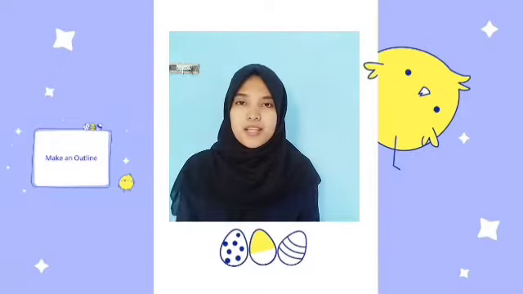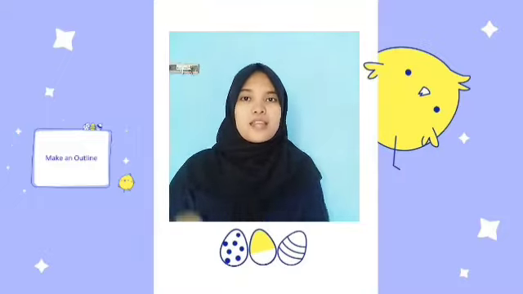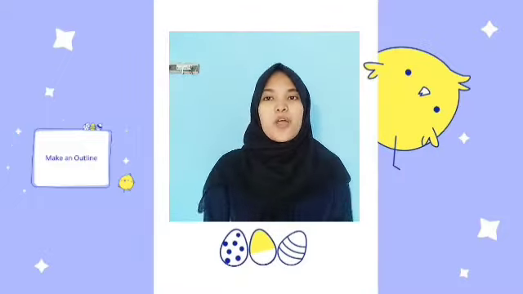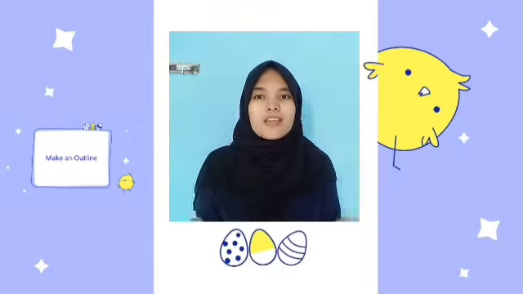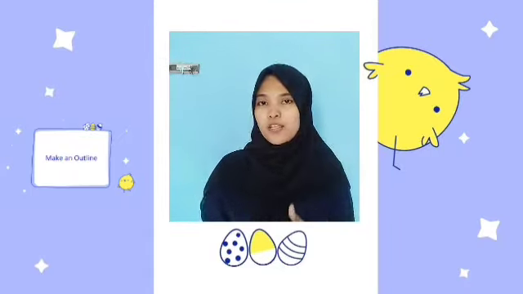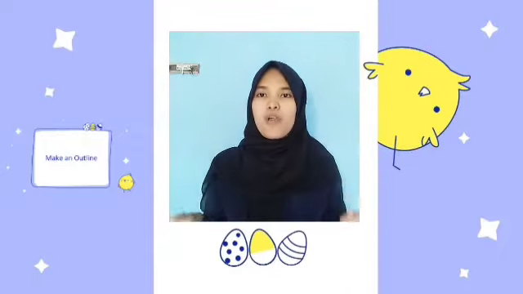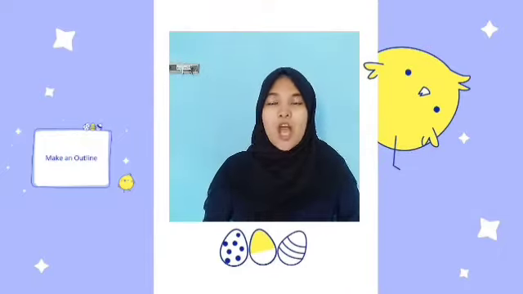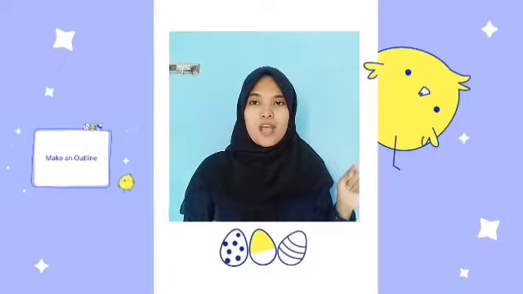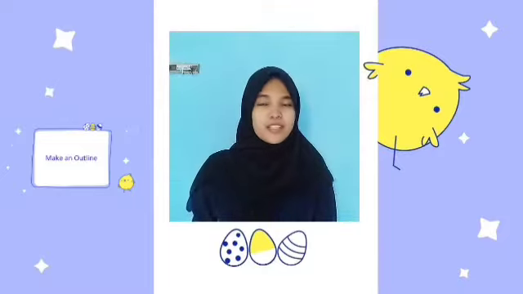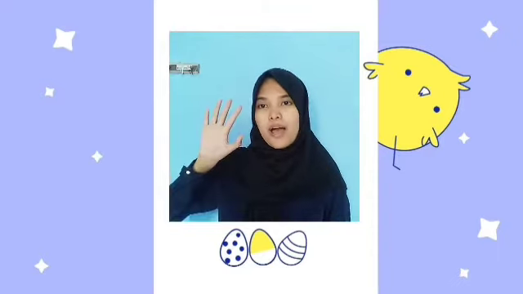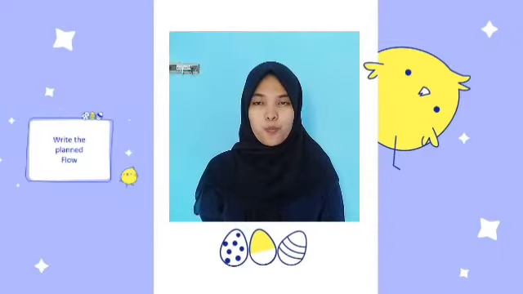Fourth, make an outline of the plot. After determining the character and title, then make a plot outline. You can use an outline as a temporary writing plan and later develop it in more detail. However, I think with an outline you will find it easier to develop a storyline in writing without leaving the main topic. So making an outline in creating a fictional story is very important.